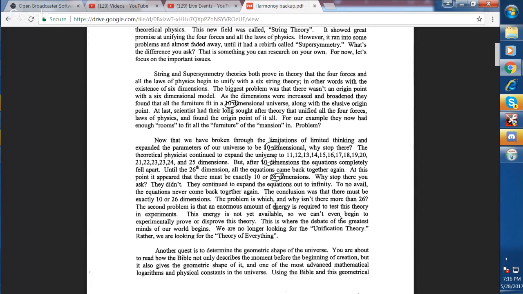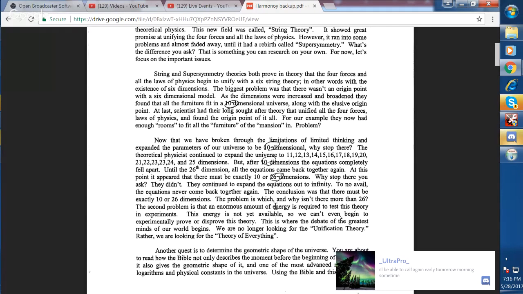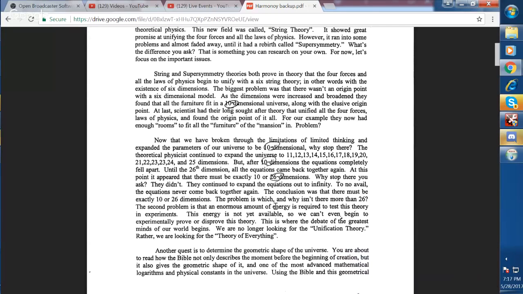String and supersymmetry theory both prove in theory that there are four forces, and all the laws of physics must begin to unify with the six-string theory. So at the sixth dimension, they began to realize that all these forces came together, and we called this the harmonic frequency of the universe. So in other words, with the existence of a sixth dimension, the biggest problem was that there wasn't an origin point. We still couldn't find an origin point with a six-dimensional model. But we did find this harmonic frequency, what is known as the sea of glass in the Bible.